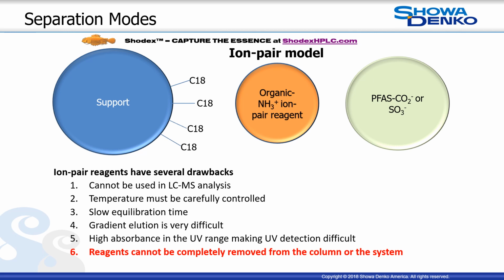Most ion pair reagents highly absorb in the UV range, thus making UV detection difficult. Most importantly, most reagents cannot be completely removed from the column or the system. That means even if they are successfully used in mass spec analysis, they remain in the system, contributing to high backgrounds and problems in future LC-MS analysis.